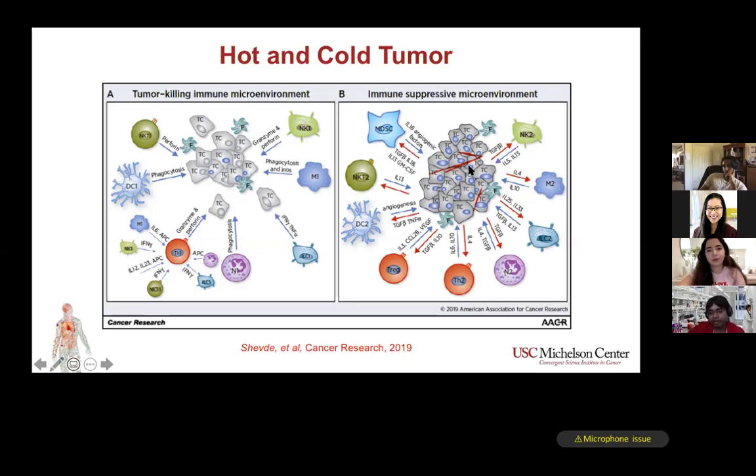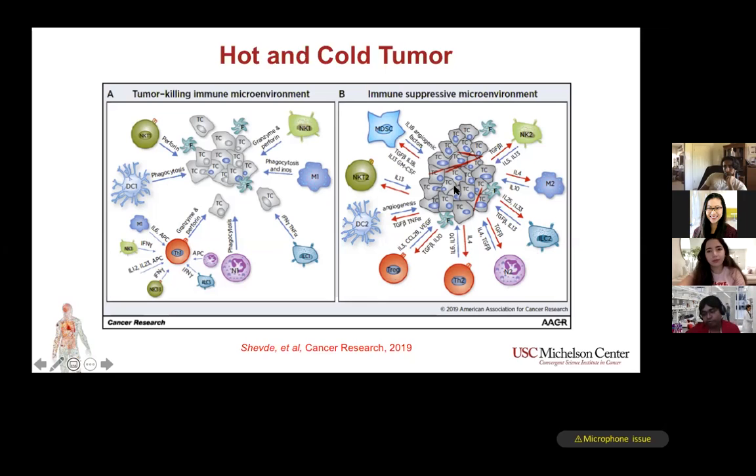Things are totally different on the right hand side. What you see here is an immune suppressive microenvironment where you have T regulatory cells. They express certain different kinds of markers, and also you have M2 macrophages instead of M1. Then you have N2 neutrophils, and you have a lot of MDSCs. So basically they try to keep each other very happy. So this is also called an immune suppressive environment.